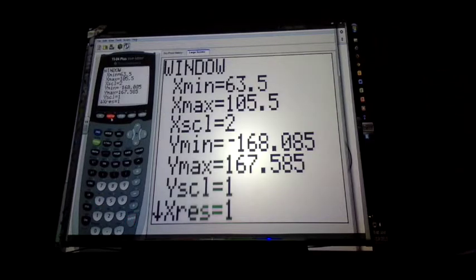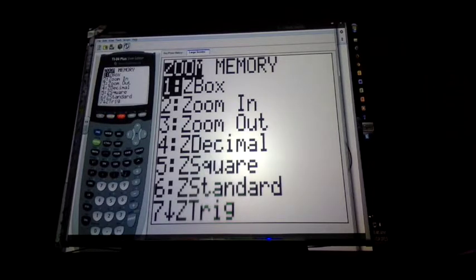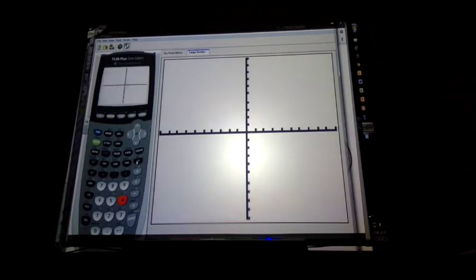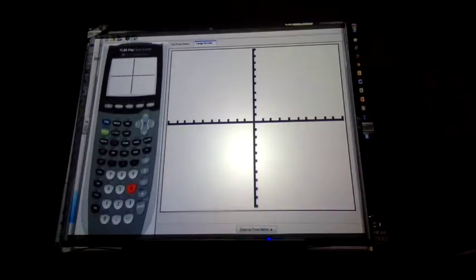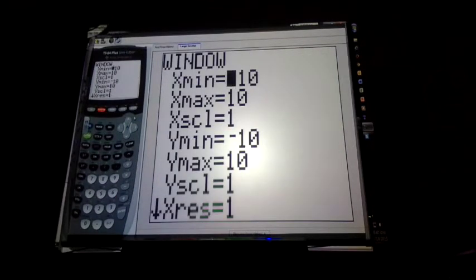I'm going to turn my stat plot off. I'm going to change my window on my calculator. I'm going to go zoom standard for right now. This takes me -10 to +10. For my problem, I want to show this normal curve with a standard deviation of 7, so I change my window from 50 to like 110 in the x direction. And then go y equals.